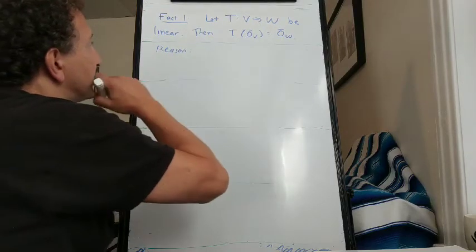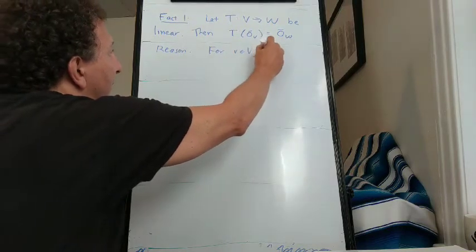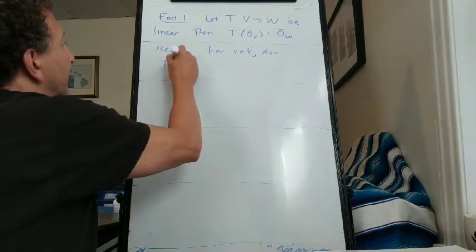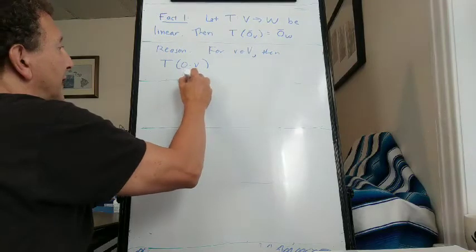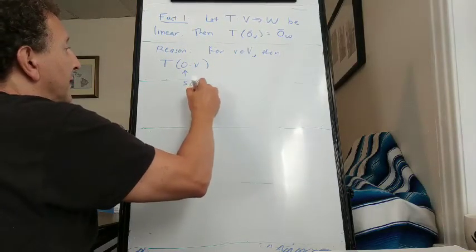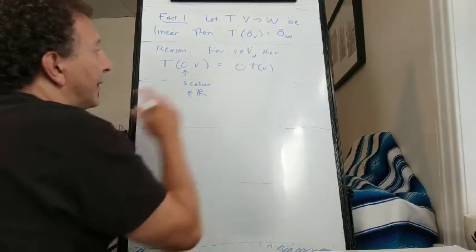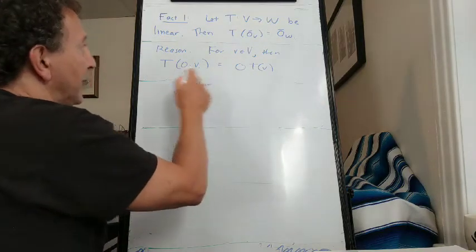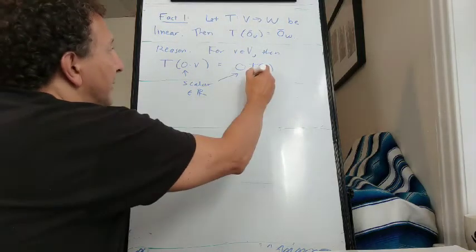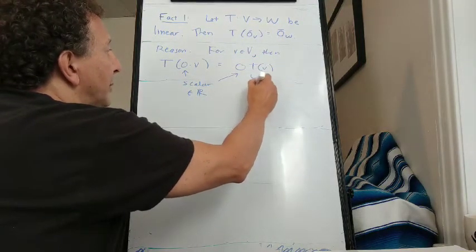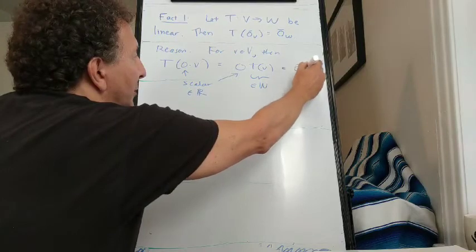And the reason is, if we take any vector at all in V, then T of 0 times that vector, and here I'm using 0 without a bar to be the scalar real number 0, has to be equal to 0 times T of V because we can pull scalars out of linear transformations. Now T of V is an element of W, so 0 times an element of W is the 0 element of W.